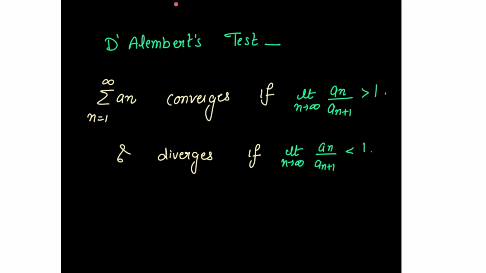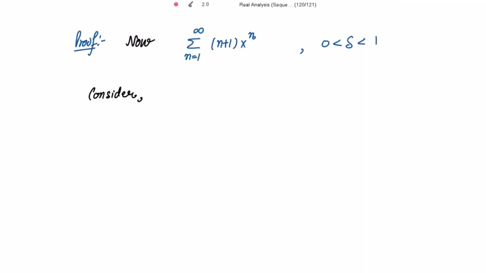Some students write this with an plus 1 in the numerator and an in the denominator, the reciprocal. Then in that case, this limit must be strictly less than 1 for the series to be convergent. So whichever way you want to learn it. And it diverges if the limit is strictly less than 1. Let's start with the proof.